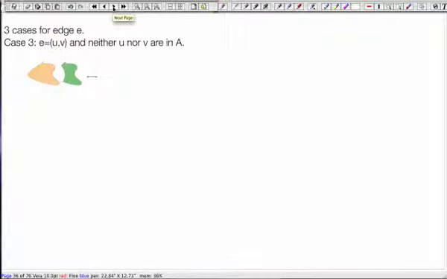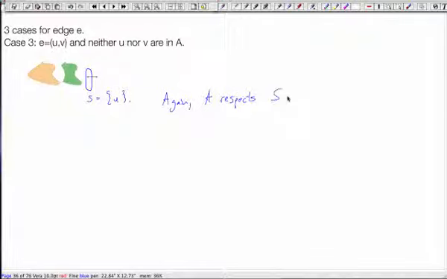The final case is when neither U nor V is in A, and in that case you can define S to be just U. Again, A respects S because it only contains one. Okay? And E is the lightest edge. So this is the intuition for why this algorithm works.